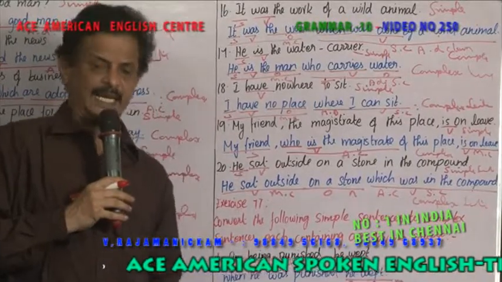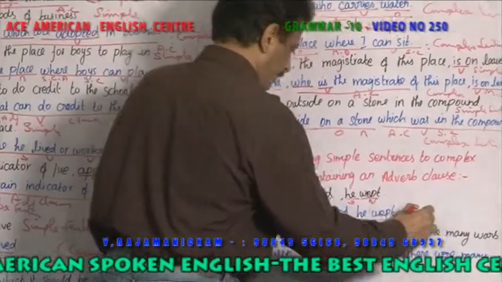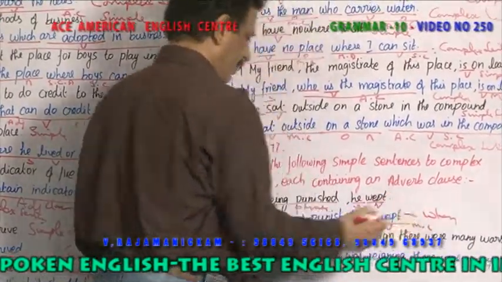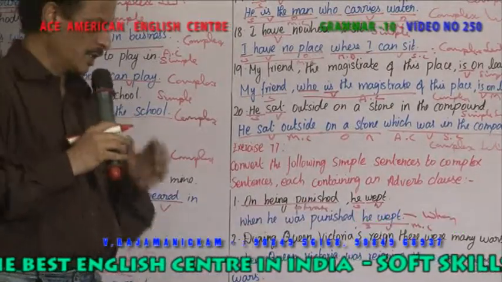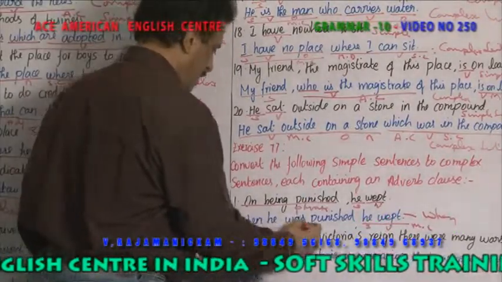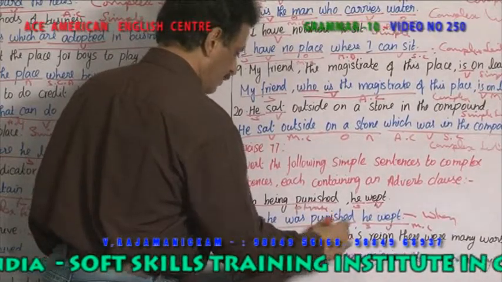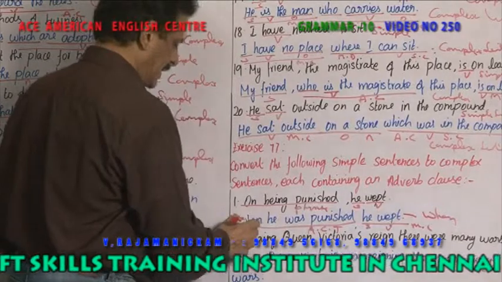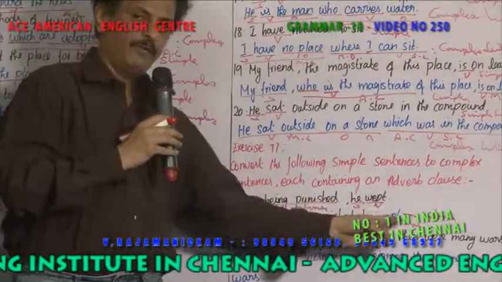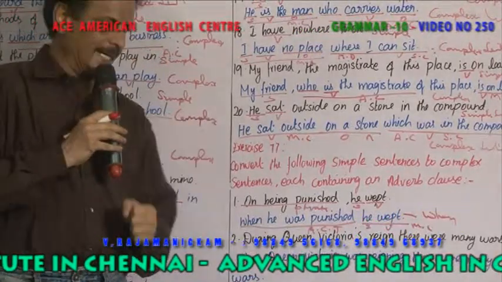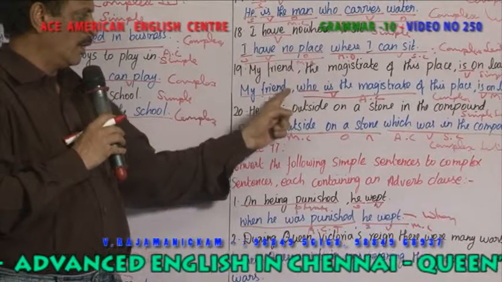When did he weep? When did he cry? When he was punished. You ask a question. When? When, to the verb wept. When did he weep? And you get an answer. When he was punished. So when he was punished becomes an adverb clause of time. So when is a subordinating conjunction of time.